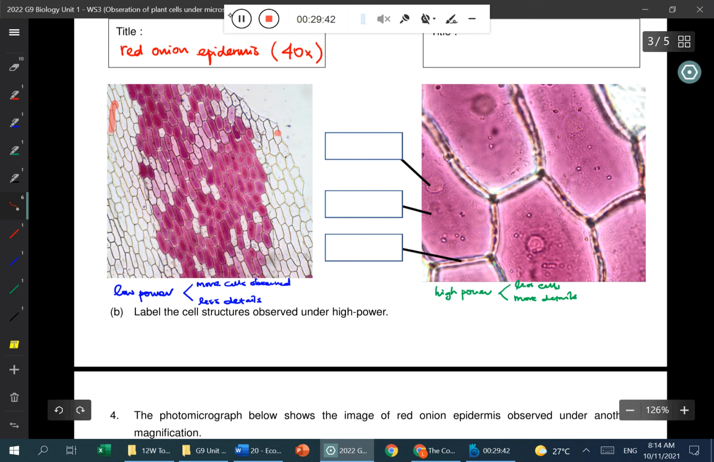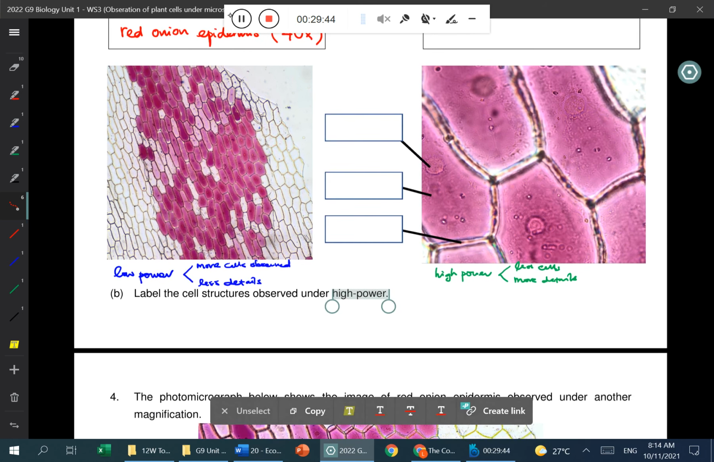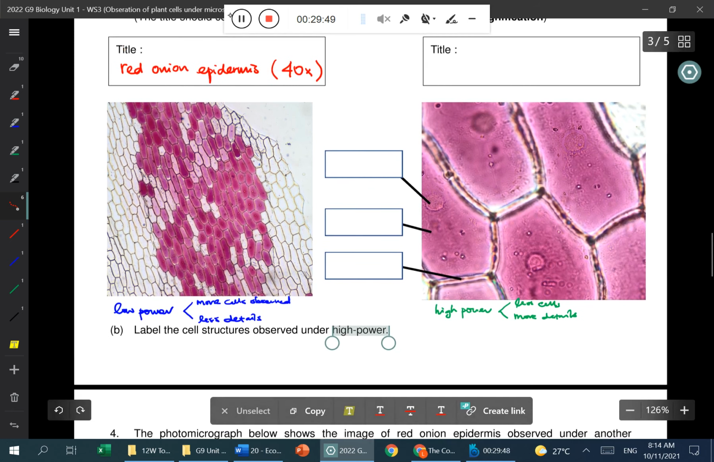So what happens to these cells? Are they naturally like this? Well, I think you will know that something has happened to these during the preparation of the slide. They are not naturally colorless, but something happened when we work on it.